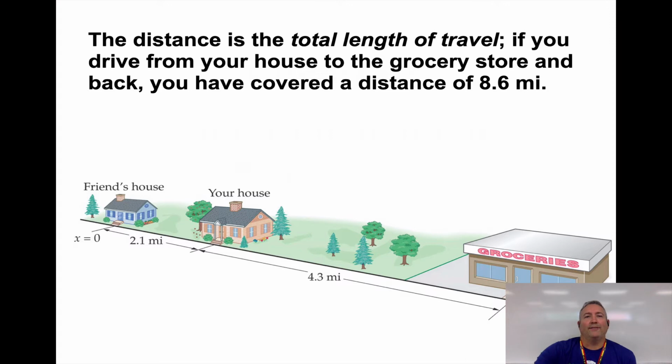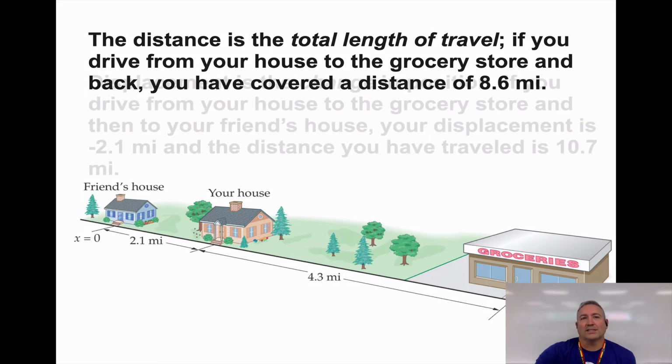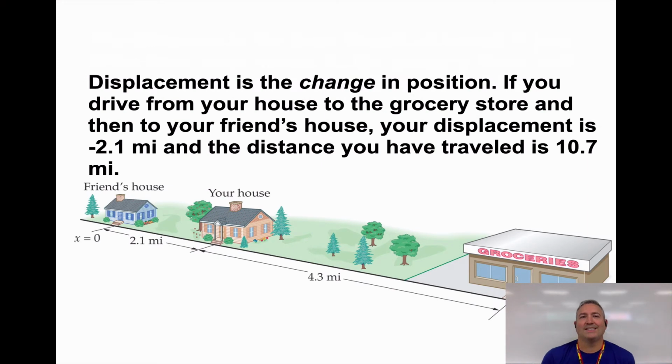But displacement is different than distance. Distance is just a raw value number. It's always a positive value that tells you how far you have gone overall. Displacement is how far away you are from where you started and in what direction. So displacement includes direction, and it doesn't care about the route that you took. So driving from your house to the grocery store, you've gone 4.3 miles, but then if you drive to your friend's house, you go 6.4 miles in the opposite direction.